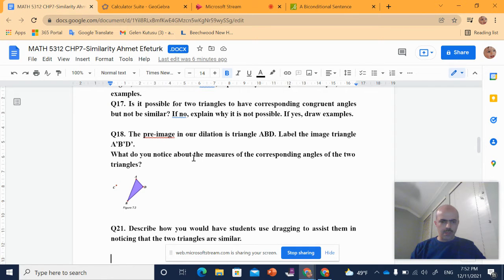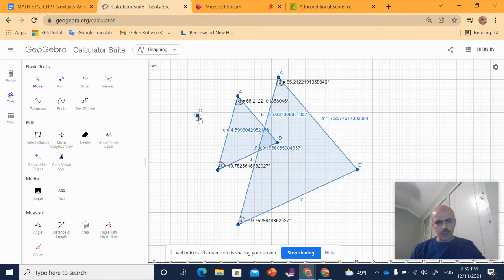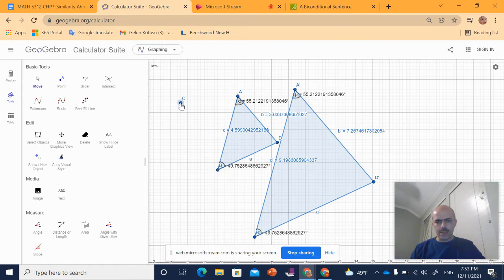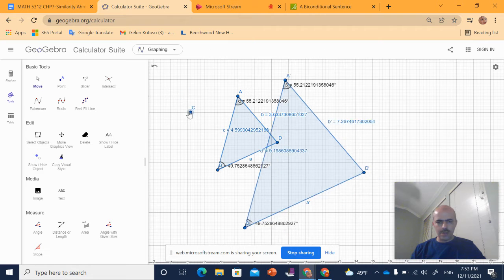What do you notice about the measures of the corresponding angles? So we see when there is a dilation, no matter if our dilation point is a little bit closer or further, up or down, the angle doesn't change. Angle A and angle A prime are 55 point something both of them, or 49.7 for both of them, and whatever D is, it will be the same because interior angles add to 180 degrees. So changing this point doesn't make any difference.